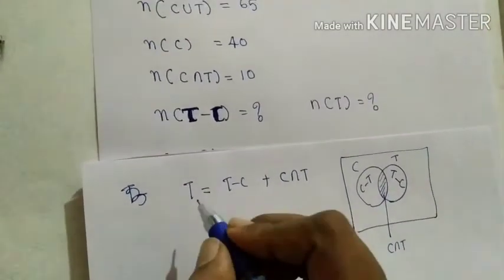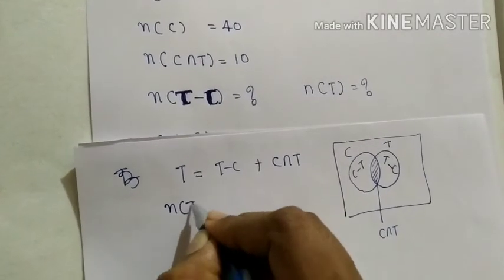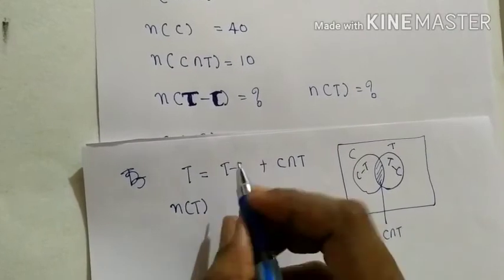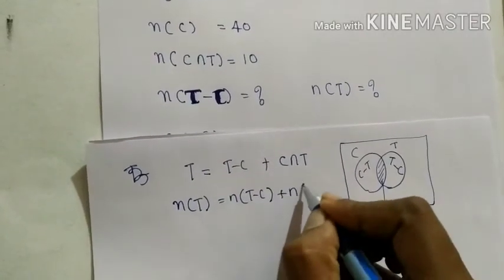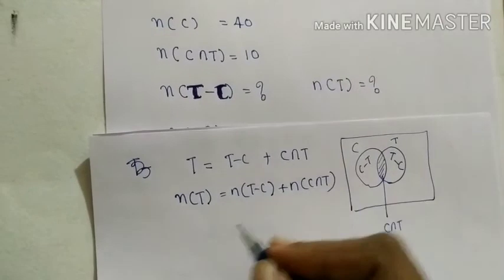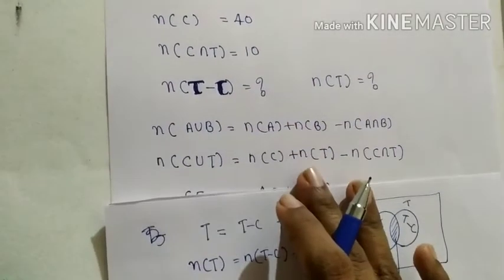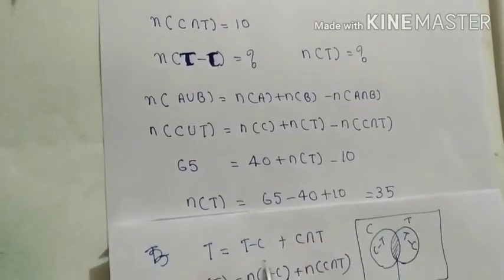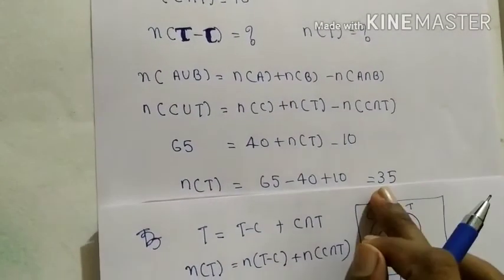Right. So next I'm going to convert it into number form. Just writing n of t, that means number of t. n of t is equal to n of t minus c plus n of c intersection t. Here, given n of t, we have found out it is 35.